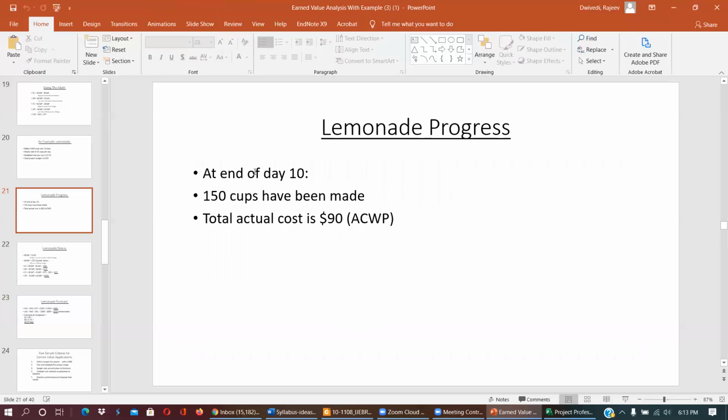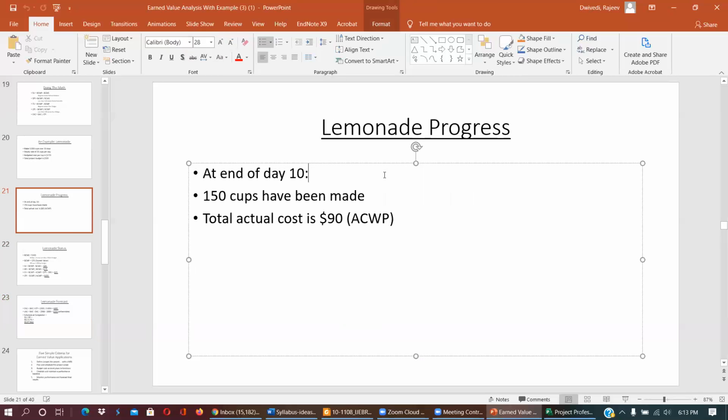Still, how much time do we have? 40 days are left. You can make the corrections. You can take strong action. You can correct whatever is going on. So still 80% of the time is left, and you still have the budget. So you can make all the changes to make sure the project is on time and within budget.